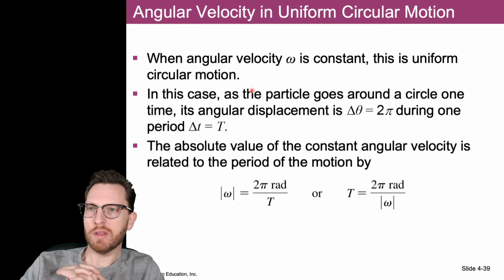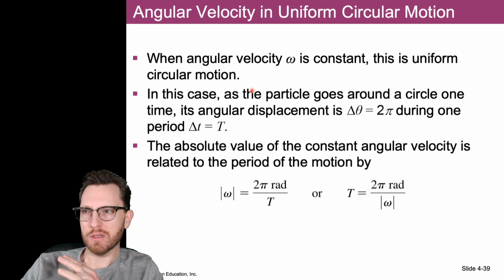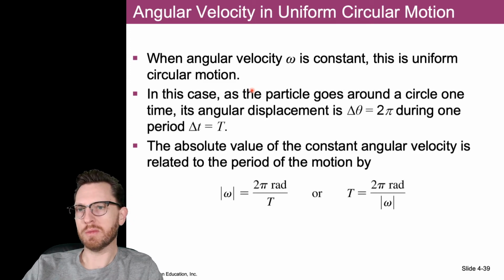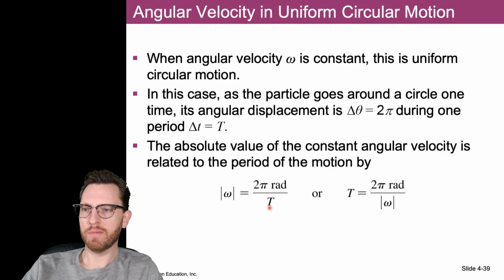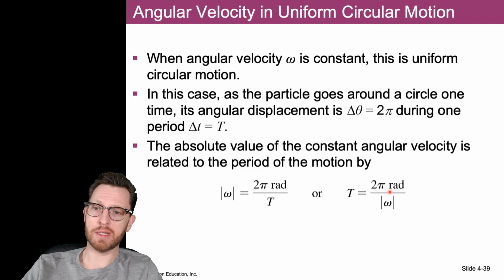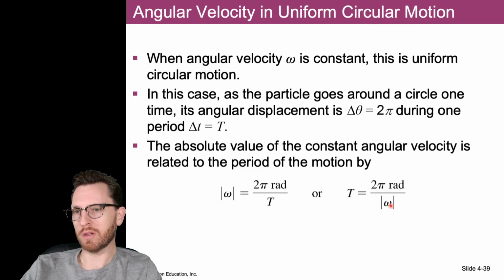When the angular velocity is constant, this is uniform circular motion. In this case, the particle goes around the circle one time, and its angular displacement is 2 pi during that period T. So I can see that the angular speed, the magnitude of the angular velocity, has to just be 2 pi divided by that period. So I can define the period as 2 pi radians divided by omega for uniform circular motion.